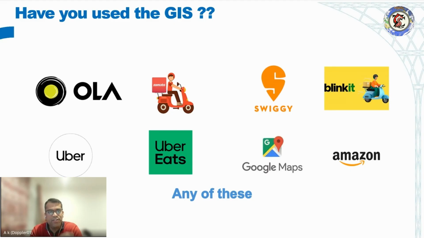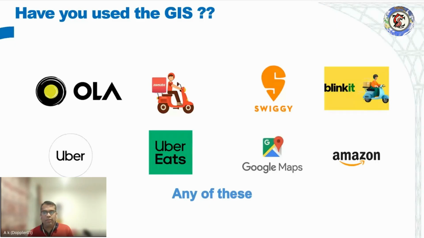If you're using any of these, especially Ola, Uber, Swiggy, Zomato, Blinkit, then that means you are indirectly using GIS in your day-to-day activity, as well as engaging with it. All these platforms that you're using, including Google Maps, Amazon Prime, eBay, the foundation of that is a GIS, or Geographic Information System, which gives a lot of different options.